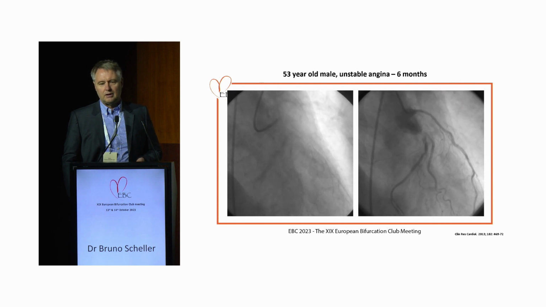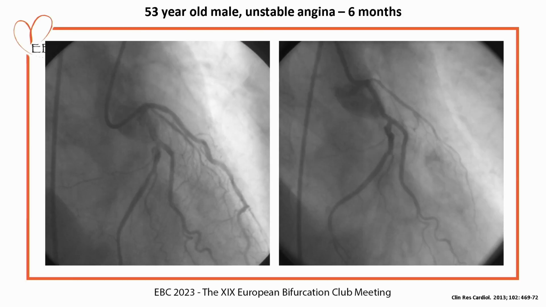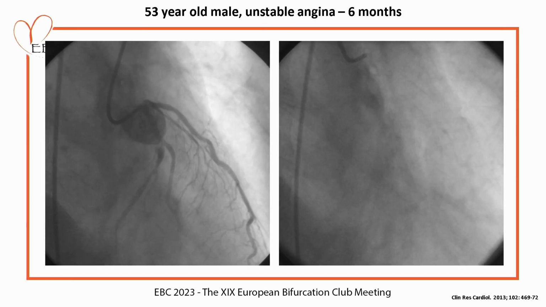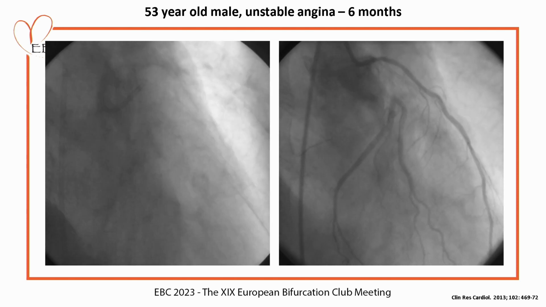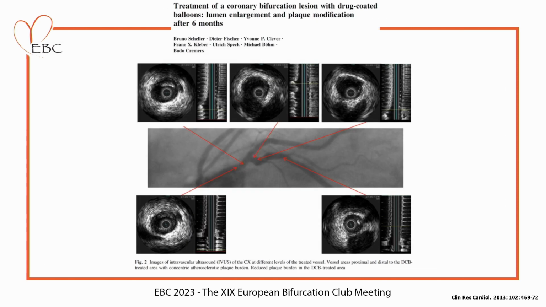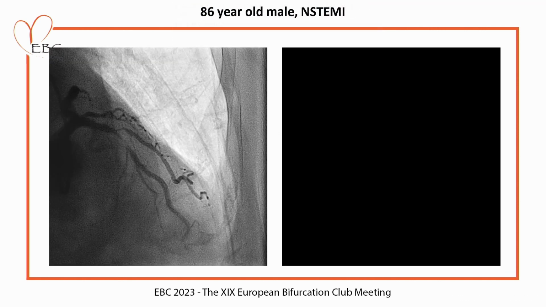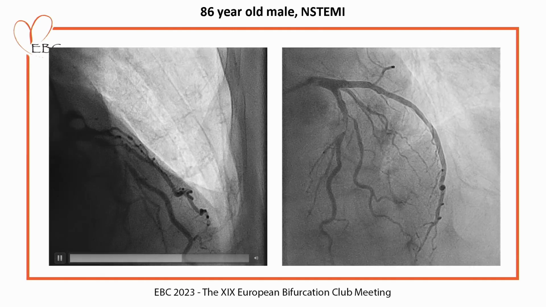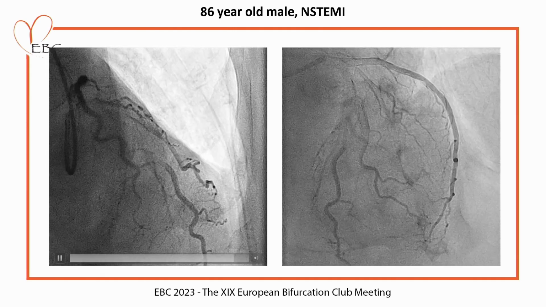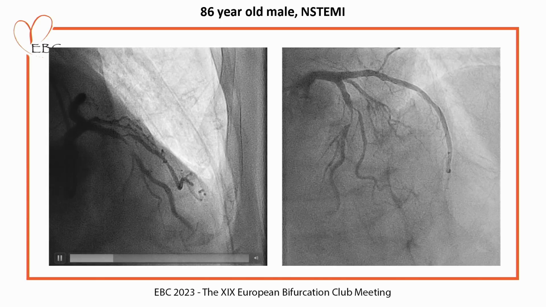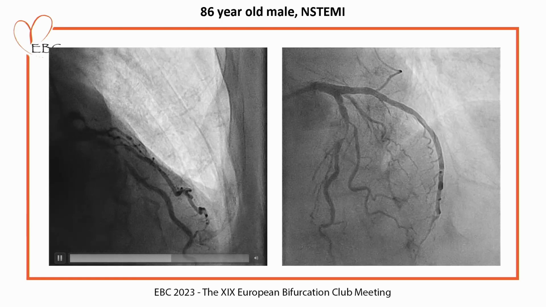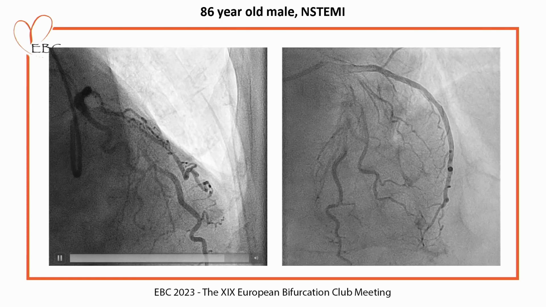Here you can see the result after 6 months. The dissection has healed, and the lumen has improved, and this is without stenting, and that's what we typically see. In this specific case, we also looked with IVUS at follow-up angiography, and interestingly, the area treated with the DCB only had more than 50% less plaque area than the areas before and after this treated area. Another example: a few weeks ago, a younger colleague of mine did it when being on call. This patient presented with non-ST elevation myocardial infarction due to this LAD diagonal branch bifurcation.